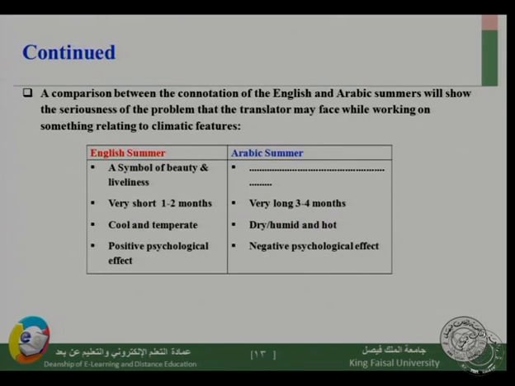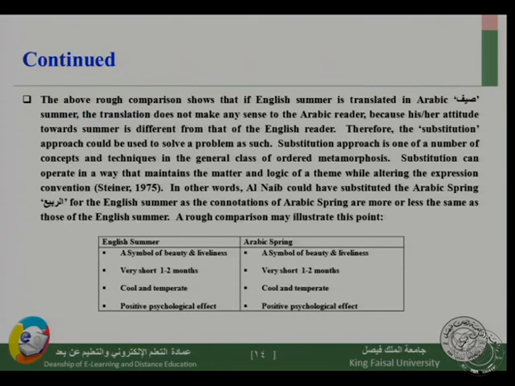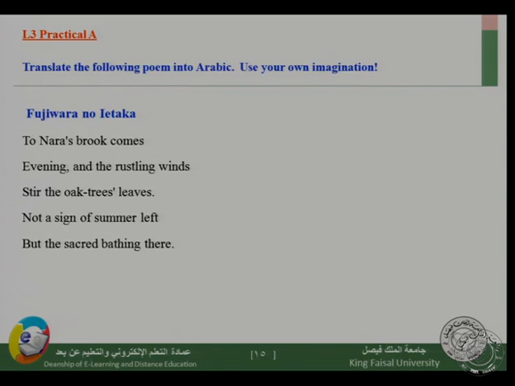Therefore, look, the English summer is equivalent to the Arabic spring. English summer, a symbol of beauty and liveliness; Arabic spring, a symbol of beauty and liveliness. English summer very short, one to two months; Arabic spring very short, one to two months. English summer cool and temperate; Arabic spring cool and temperate. English summer has a positive psychological effect, and Arabic spring has a positive psychological effect.